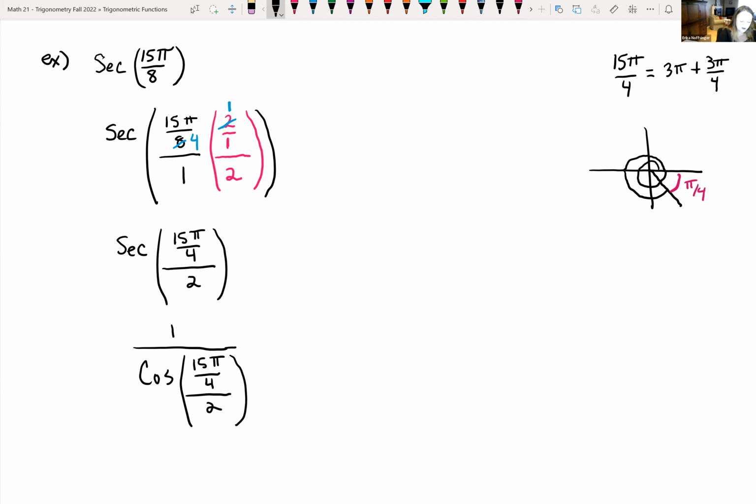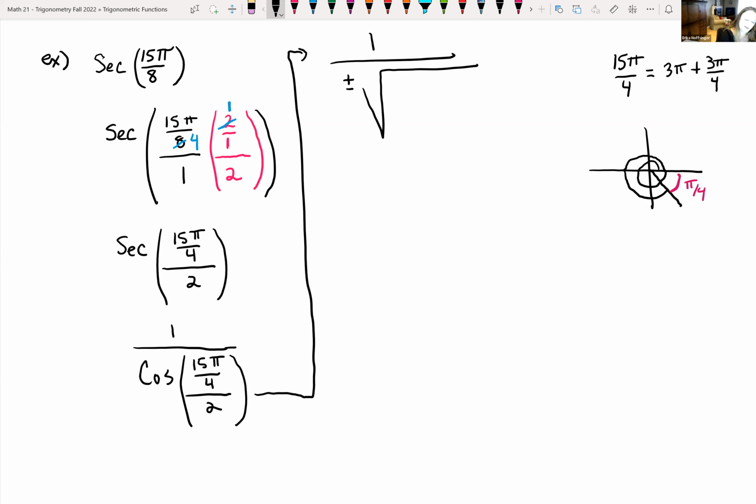So I have a half angle for cosine. So let's rewrite that using the half angle formula. So we have 1 in our numerator all over plus or minus the square root of 1 plus cosine of my numerator, 15 pi fourths, all over 2, since it's a cosine half angle. So let's determine, is that plus or minus in front of the radical?